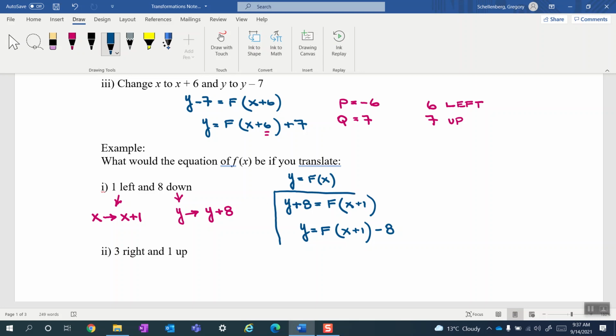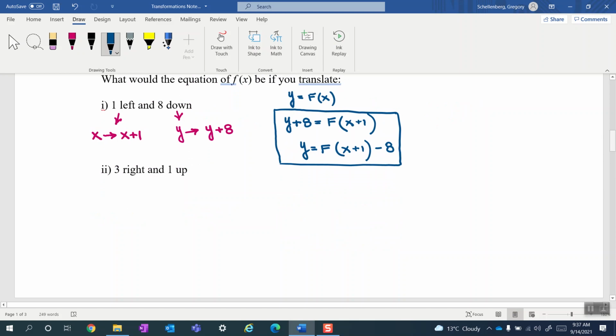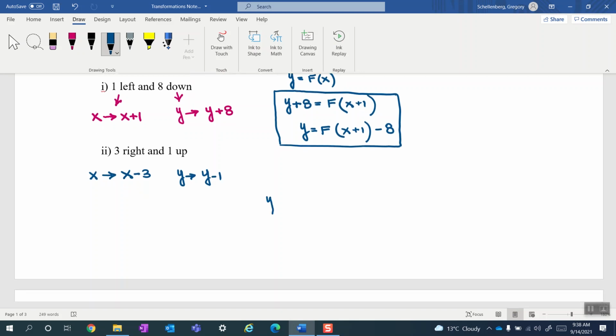I'll put a box around both of these as they're both our final answer. Okay, next one. We're translating 3 units to the right and 1 unit up. So translating 3 units to the right, we are replacing x with x minus 3. And translating 1 unit up, we are replacing y with y minus 1. Okay, so plugging these things in, we get y minus 1 is equal to f of x minus 3. And isolating y, we get y is equal to f of x minus 3 plus 1. Okay, so we've got a translation of 1 unit up and 3 units to the right. And again, I'll put a box around both of these.